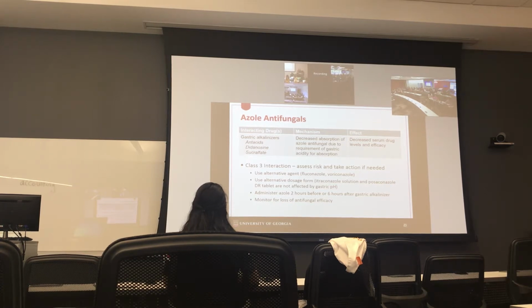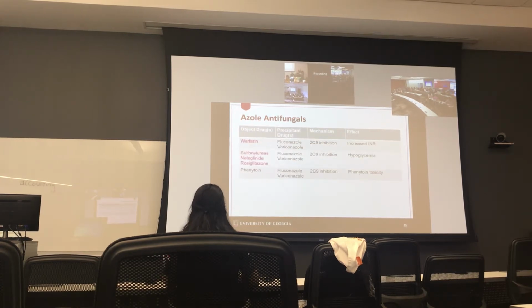Okay, so a little bit more with azoles. They have the same interactions that we've seen with other 2C9 inhibitors. This is specifically fluconazole and voriconazole that inhibit 2C9 and 2C19 in addition to 3A4. So we'll see the same interactions with warfarin, with sulfonylureas, and with phenytoin, and inhibiting 2C9 can result in toxicity from these agents.